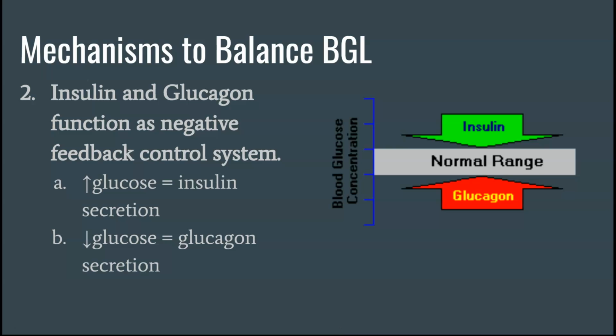So we talked about the negative feedback control system, right? If you have a higher level of glucose, the insulin goes up. If you have a low level of glucose, your glucagon goes up. And your body is very good at maintaining homeostasis, and it stays within this very specific range so that you don't die.